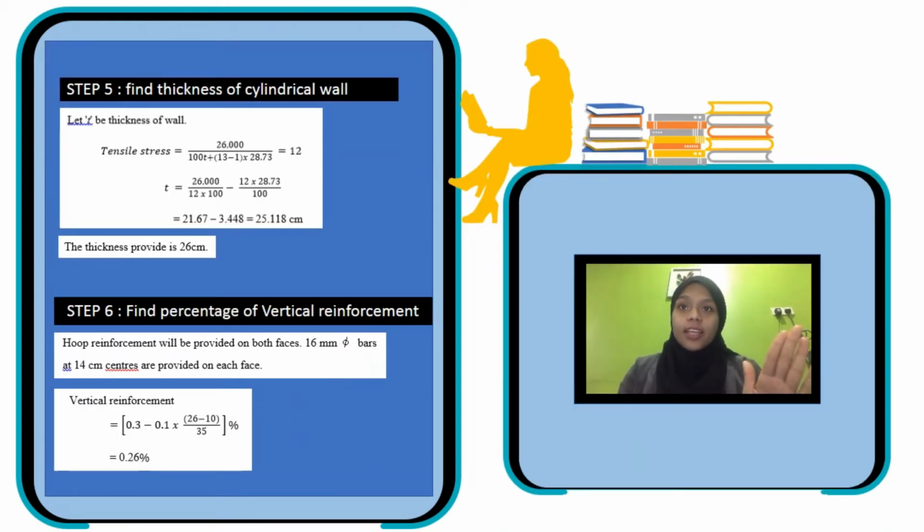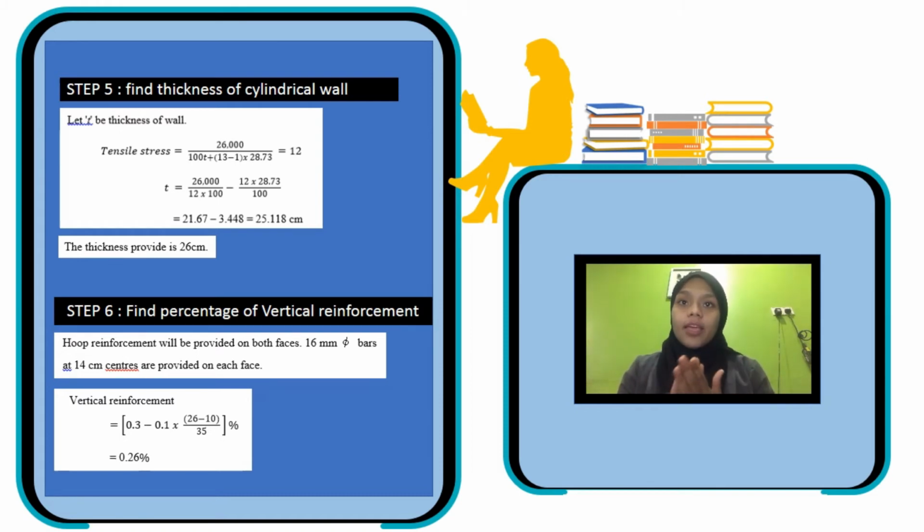Okay, so for the next step is to find the thickness of the cylindrical wall by substituting all the information into the formula that is given in the report, and we get the value of 25.118. Okay, so the value we can round off to 26 cm of thickness.